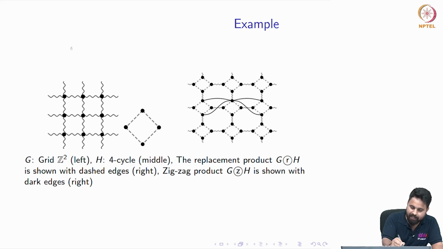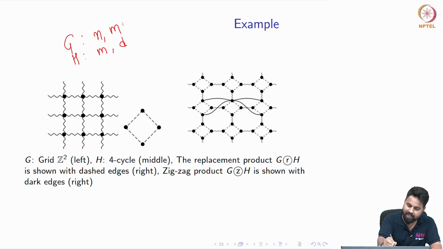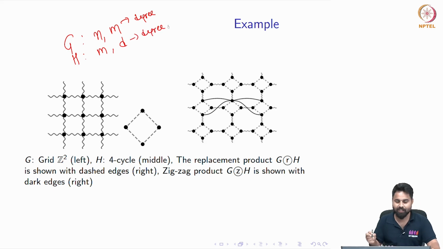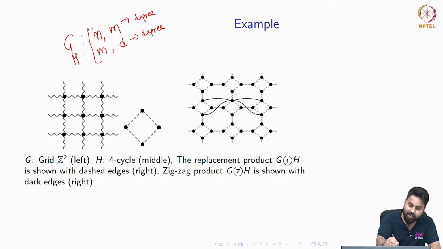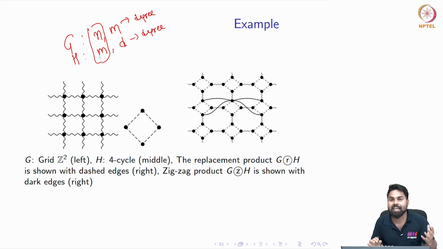Suppose this is my graph G, where there are n vertices, and the degree of each vertex is m. Now H will be a graph on m vertices with some degree d. So these are the degrees, and these are the numbers of vertices. You see that the degree of G is nothing but the number of vertices in H. First let us look at the picture, and then I will formally define what we mean by zig-zag product.